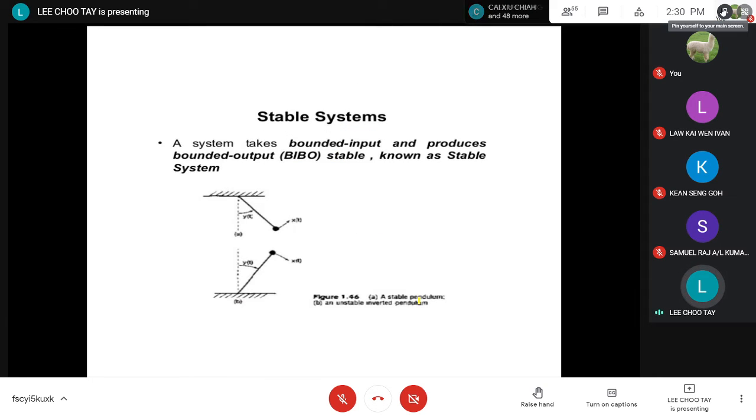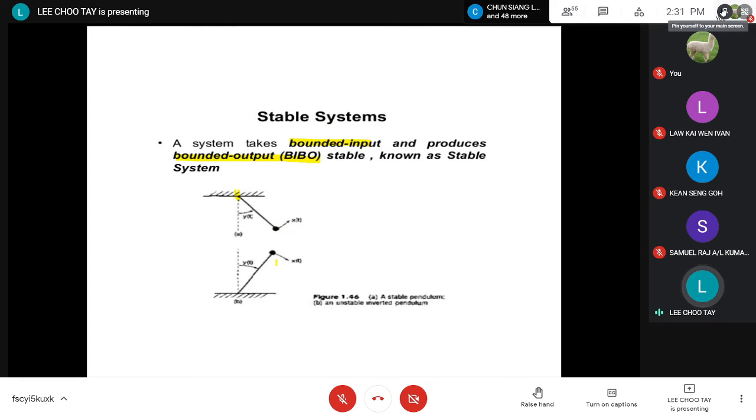Okay, just to complete it, stable system. How do we know whether a system is stable or not stable? A stable system is a system that takes bounded input and produces bounded output. A good example would be this pendulum. If we have a pendulum that hangs at the top, then when you swing this pendulum, it's stable, right? It's stable in the sense that you wouldn't swing out of the highest point where it was started.